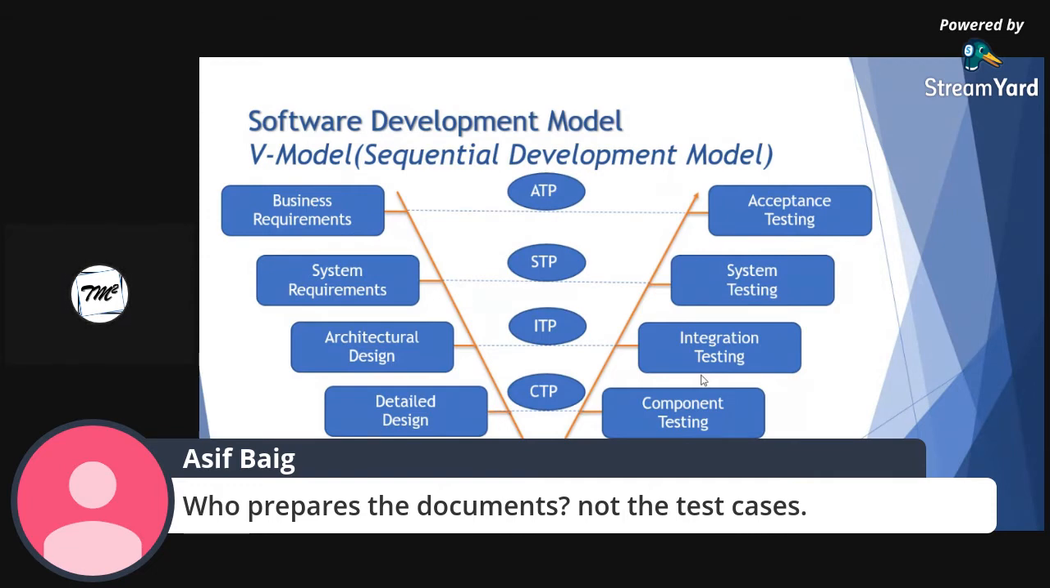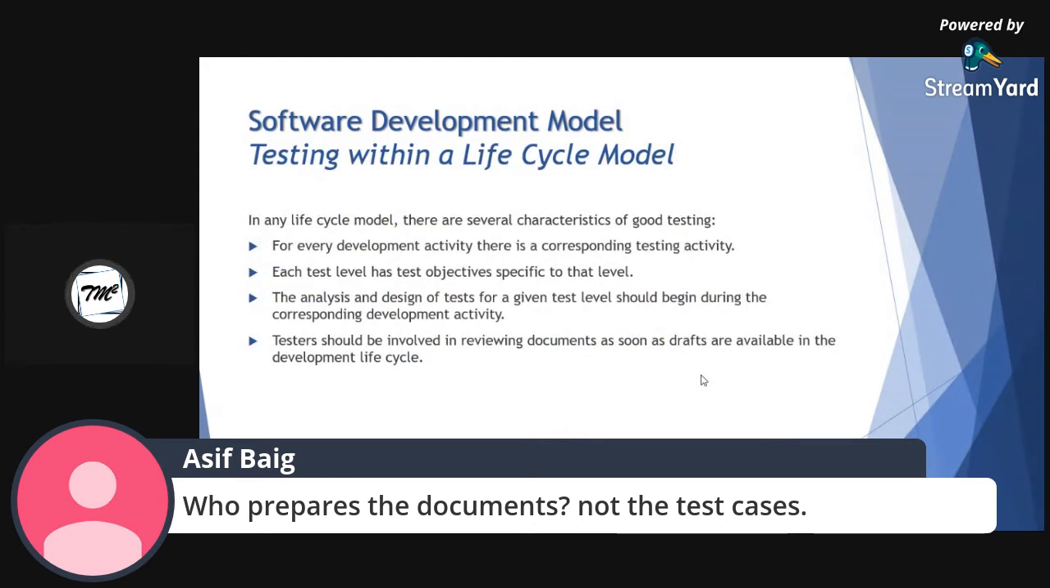That is, for each and every development activity, there must be a corresponding testing activity. For each test level conducted, you must have a specific objective to that level. And then the third one is that testers must be involved as early as possible in the life cycle, and testers must be involved in reviewing those documents when you talk about static review and so on. So here you can see the 4 points which I'm talking about.